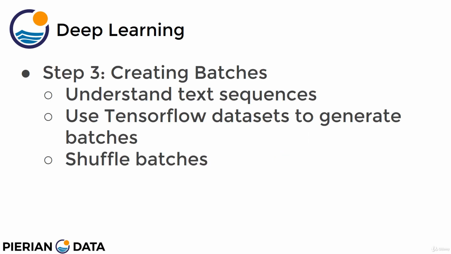In step 3, we're going to focus on creating batches. That is to say, we understand the way the text sequences are organized and shifted one character forward, and then we'll actually use TensorFlow's built-in datasets class object to generate those batches and shuffle those batches for us. Let's head back to the notebook where we left off last time to check this all out.